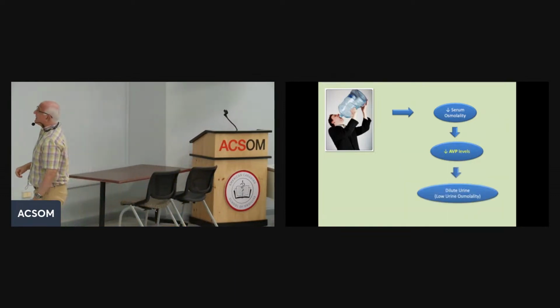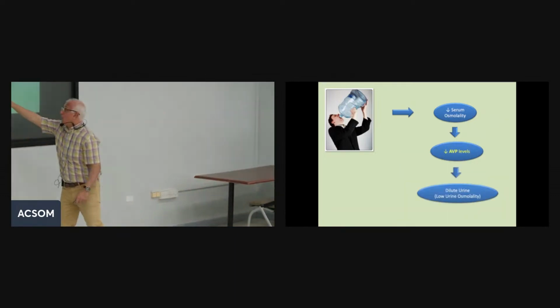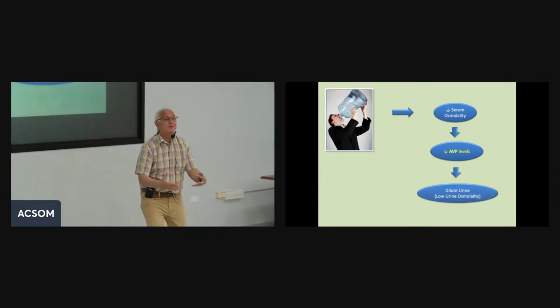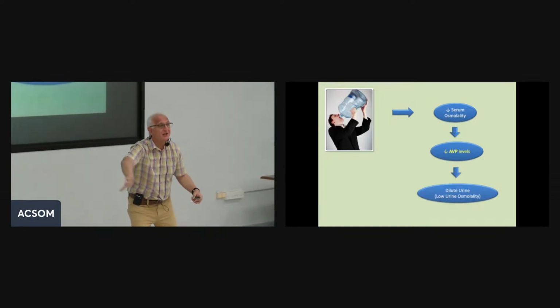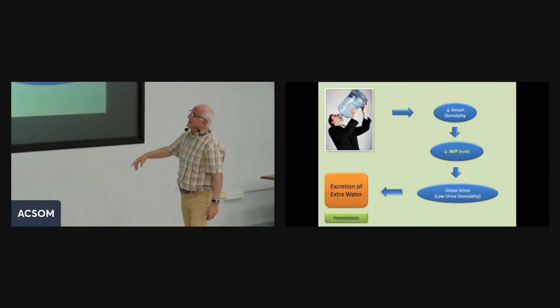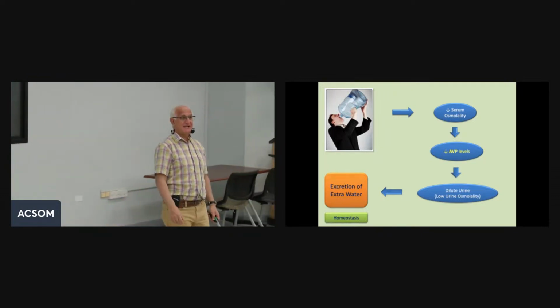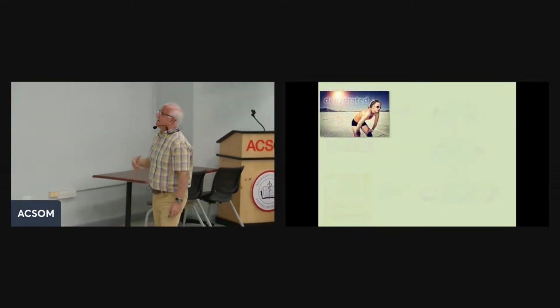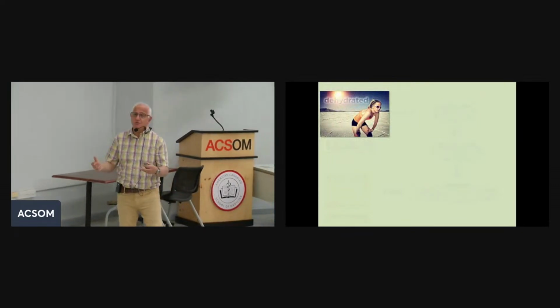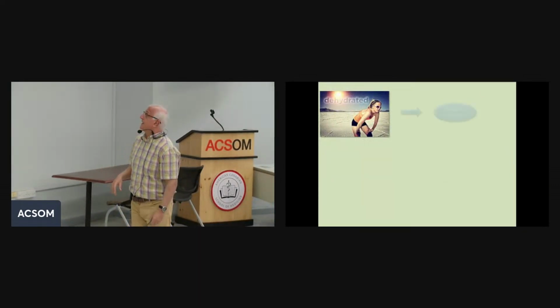I have very dilute urine, low urine osmolality, super dilute urine to get rid of excess water, right? The excretion of extra water, homeostasis is back. Does that make sense?